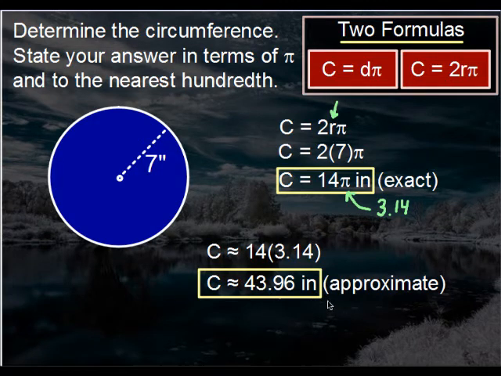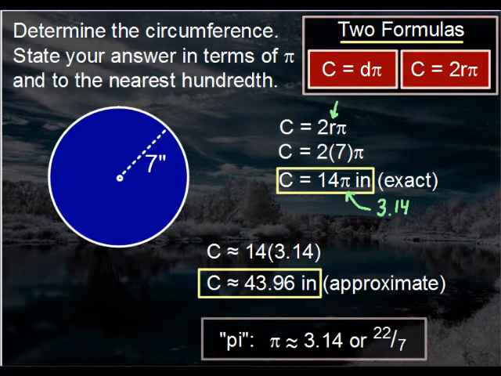For the record, if you were to use 22 over 7 instead of 3.14, you'd get 44 inches, and we wouldn't be able to use that to round to the nearest hundredth. So is 44 inches an acceptable answer? It in fact would be. Just understand that your ability to round off to the nearest hundredth is hampered by using this fraction. However, again, it's a great alternative to use if you do not have a calculator.